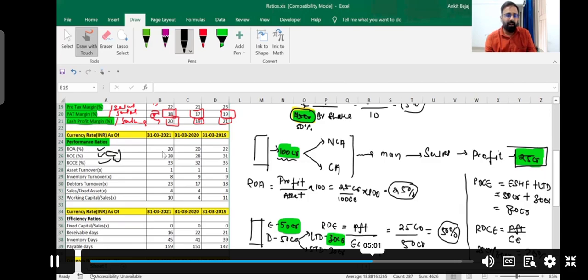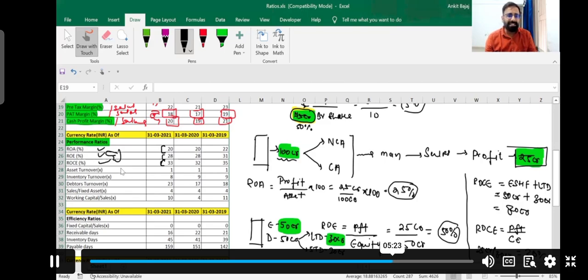So here if you see, our return on asset is 20%. That is good enough, right? In total, you have invested 100 crore rupees in assets and you are getting 20% return. That is good enough. Return on equity, you are getting 28%. That is also a good enough amount. And if you see return on capital employed, it is 33%, which is well enough, right?